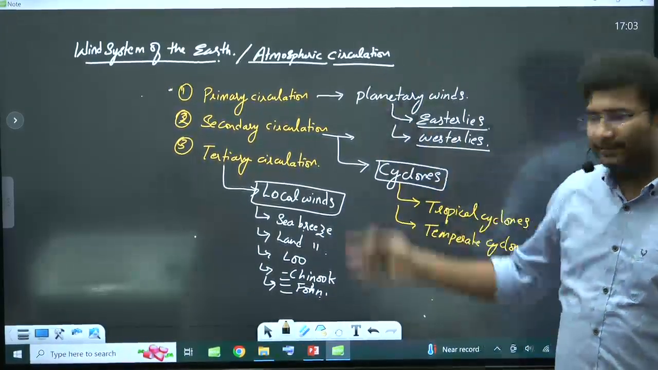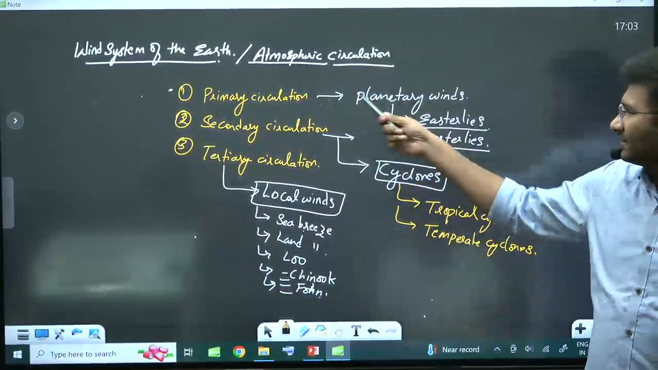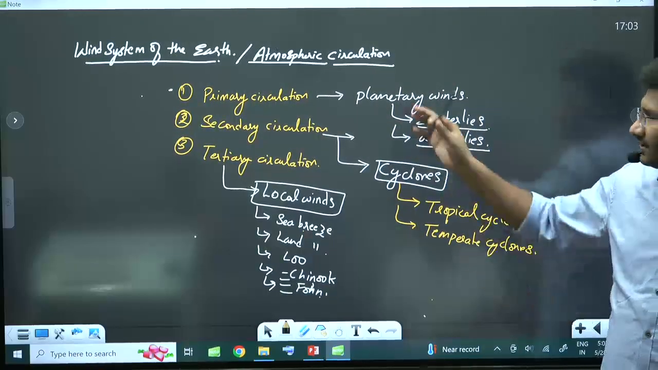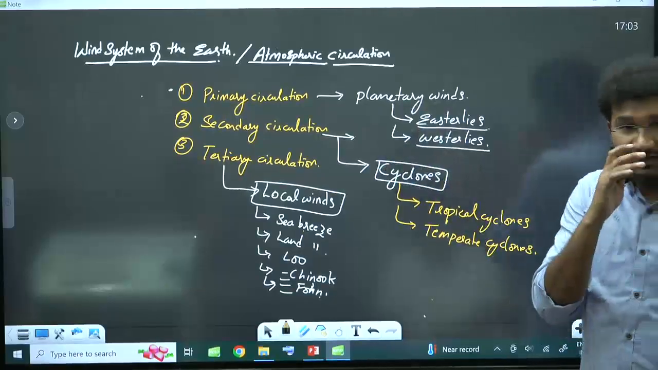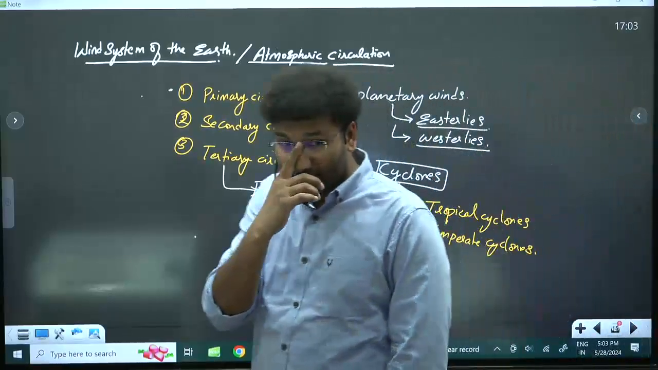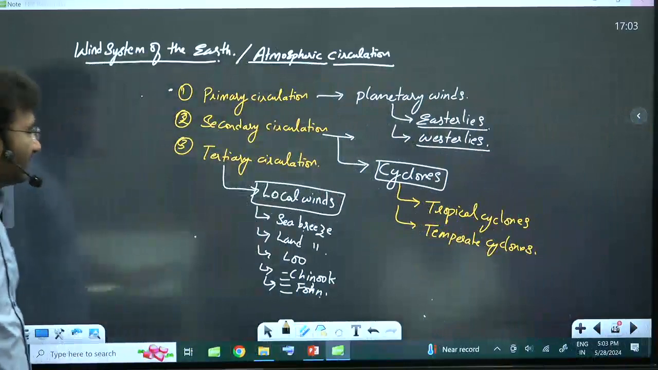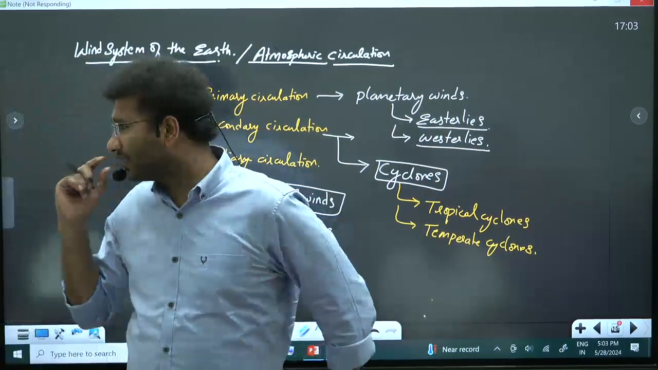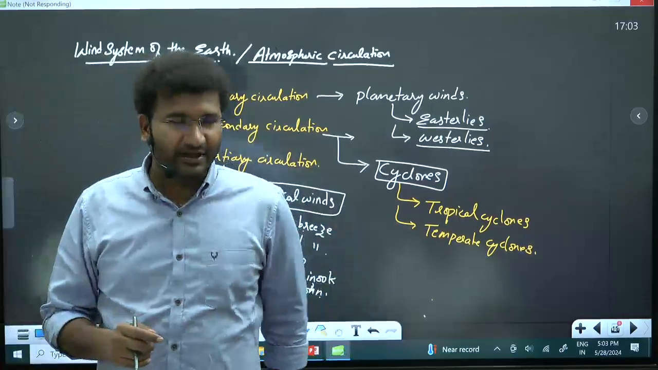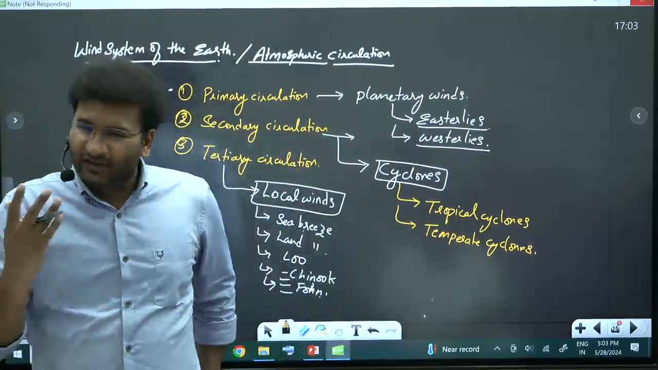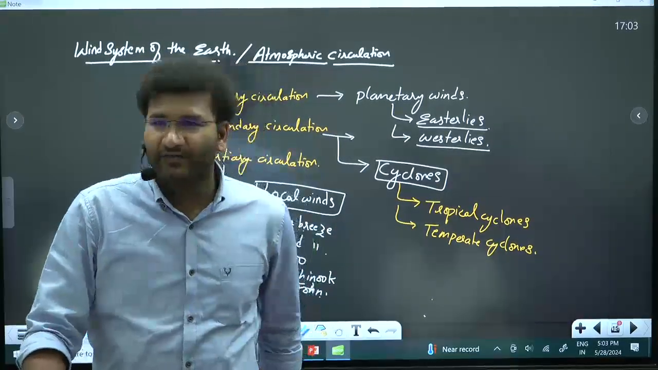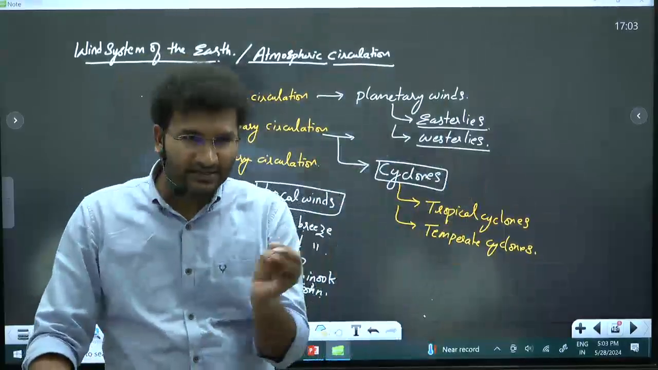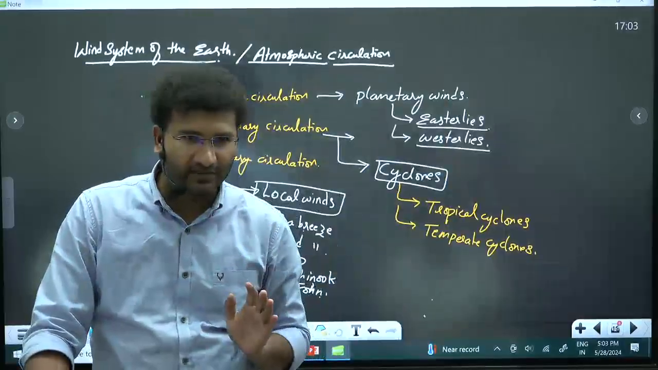Any doubts here? Primary circulations are called planetary winds. I can call them easterlies and westerlies. Secondary circulations are cyclones, which are temperate cyclones and tropical cyclones, and tertiary circulations are local winds. These local winds can be of many types. Across India, across the coastal region, you will find the winds as sea breeze, land breeze, that I'll explain after tropical cyclones and temperate cyclones.